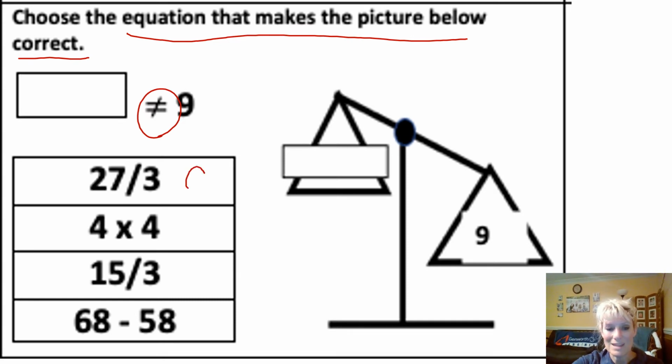27 divided by 3 is 9 because 9 times 3 is 27. 4 times 4 is 16. 15 divided by 3 is 5. And 68 take away 58 is 10.